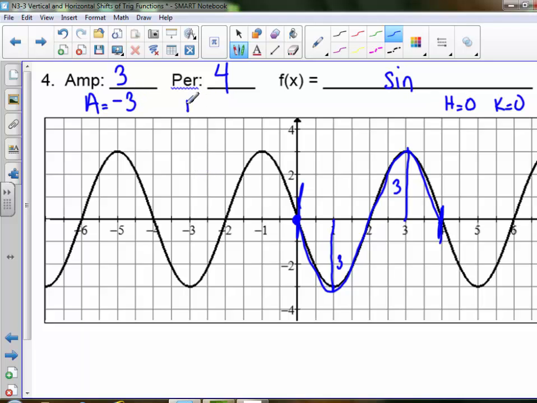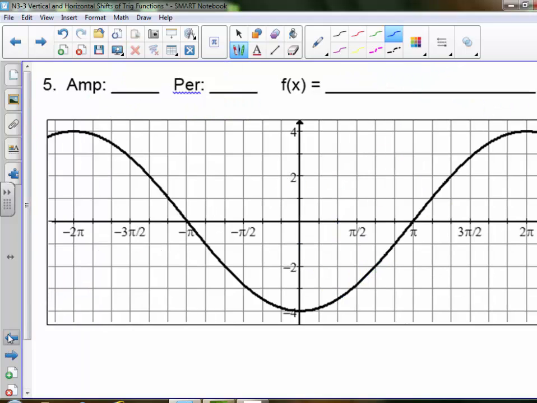Okay, B, remember, is 2 pi divided by P, which in this case is 4. So that's going to be pi over 2. Those were the only two things we needed, so we put that together: -3 sine pi over 2 x. All right, we got one more to look at.